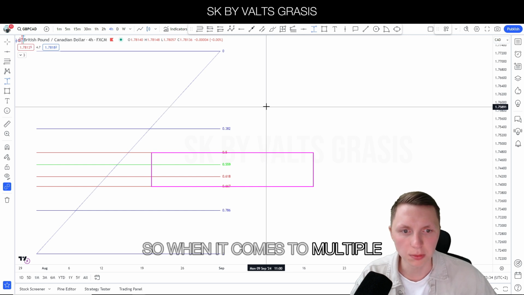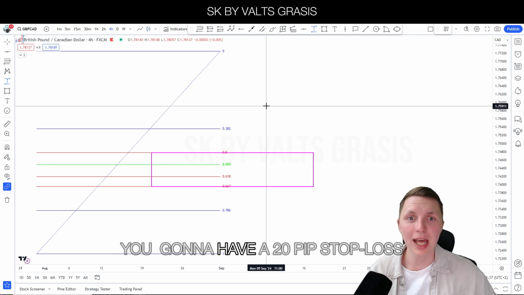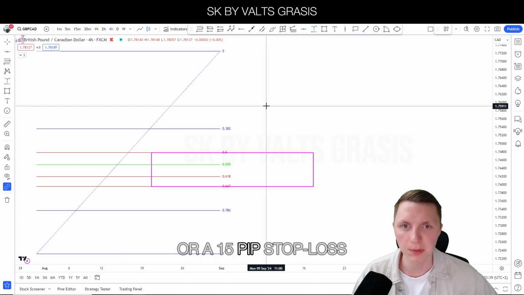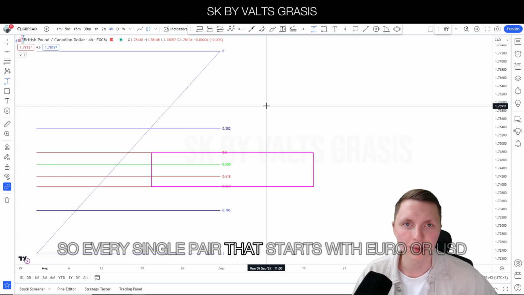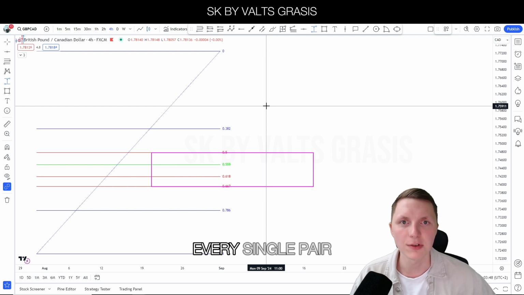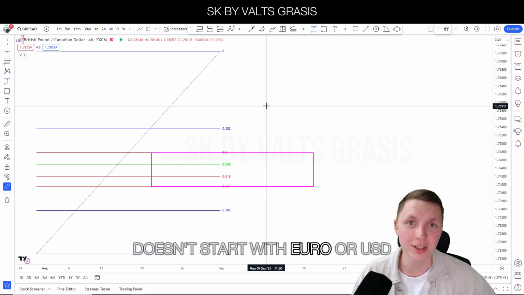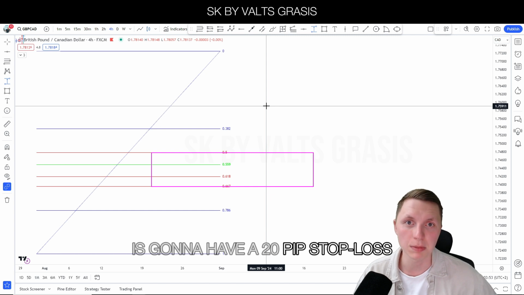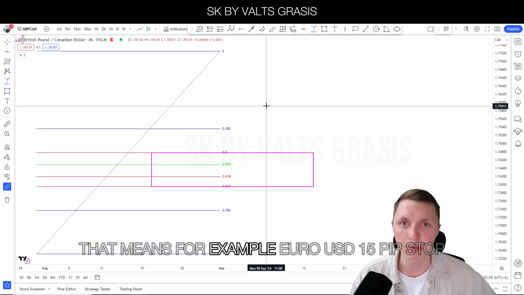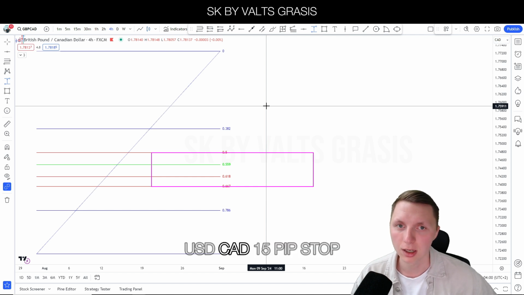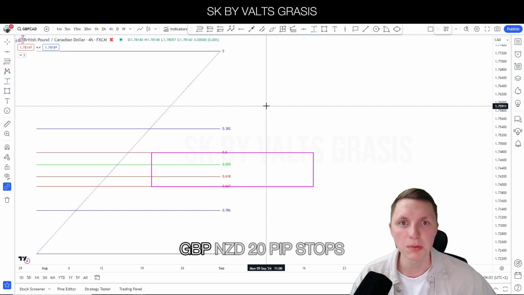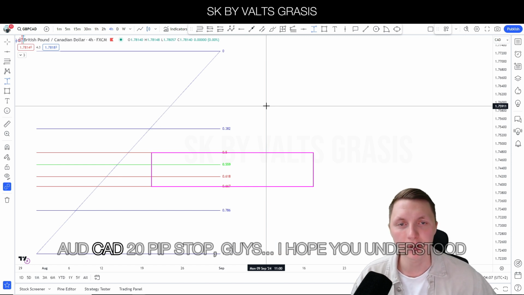So when it comes to multiple, the one thing you have to remember, you're either going to have a 20 pip stop loss or a 15 pip stop loss. So every single pair that starts with Euro or USD is going to have a 15 pip stop loss. Every single pair that doesn't start with Euro or USD is going to have a 20 pip stop loss. That means, for example, Euro USD, 15 pip stop loss. USD CAD, 15 pip stop loss. GBP NZD, 20 pips. Australian dollar, Canadian dollar, 20 pips. You guys, I hope you understood.